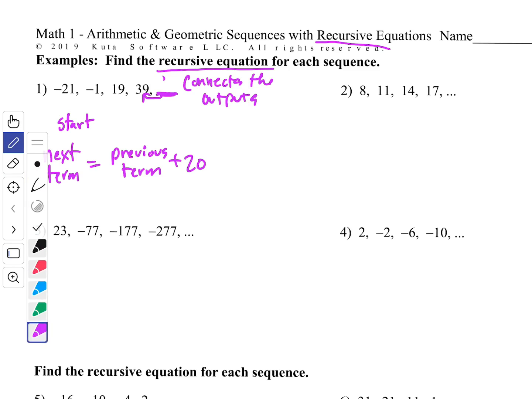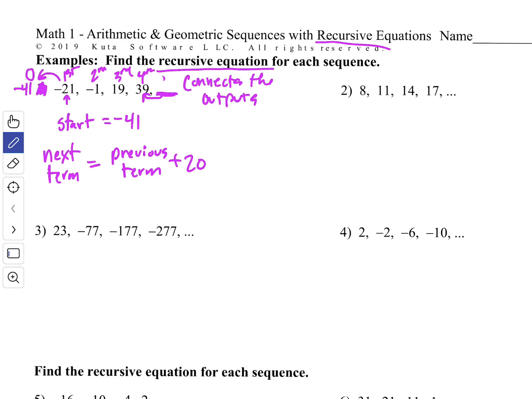This part can be a little confusing, because we would look at this and say, oh, there's our starting term. That's actually our first term. When we're dealing with sequences, the first number we see is our first term. So to find the actual start, we need to go back to the zero term. This would be the second term, the third term, fourth term, and so on. So we have to go backwards to find that zero term, which we would subtract 20 and get negative 41 as our starting number.